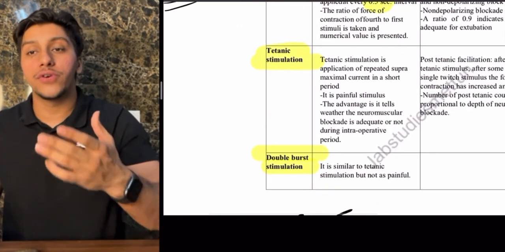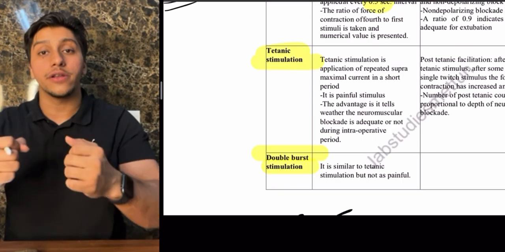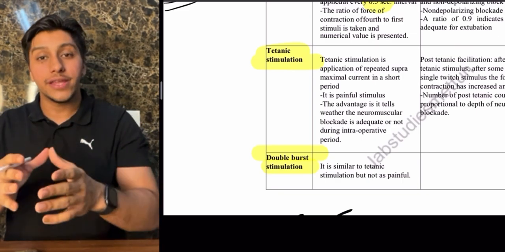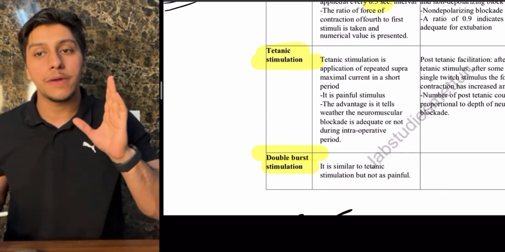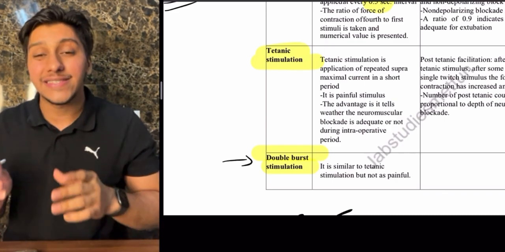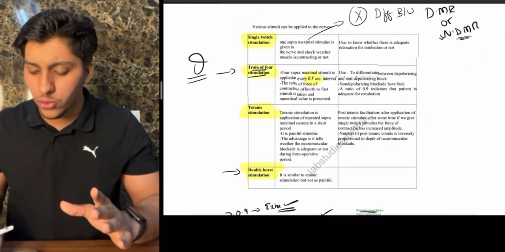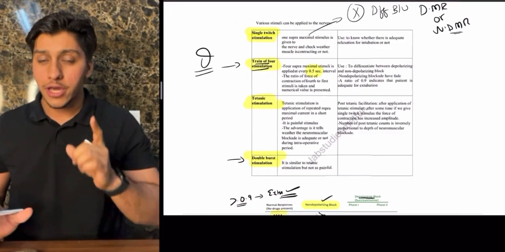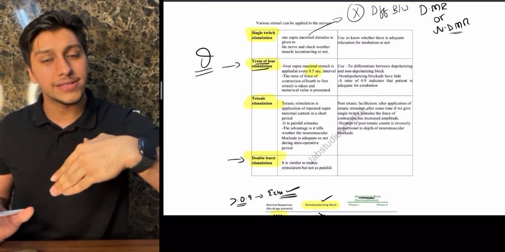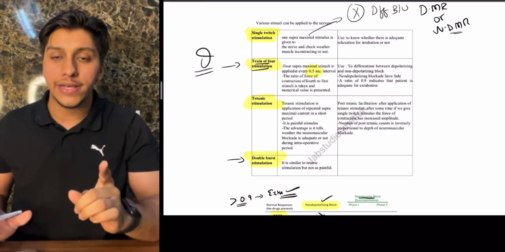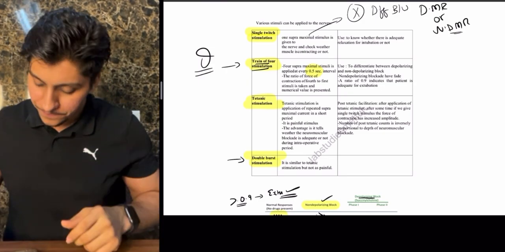Tetanic stimulation, as the word states, is something which has a sudden and large frequency, and it is kind of painful. So you'll have a high frequency stimulus and it is going to be painful. Double burst is a similar test to tetanic stimulation, but it is less painful. That is all you need to know with respect to neuromuscular blocking. Important is train of four. Remember, fade is seen in non-depolarizing, constancy is seen in depolarizing, and a ratio of more than 0.9 is good for extubation.